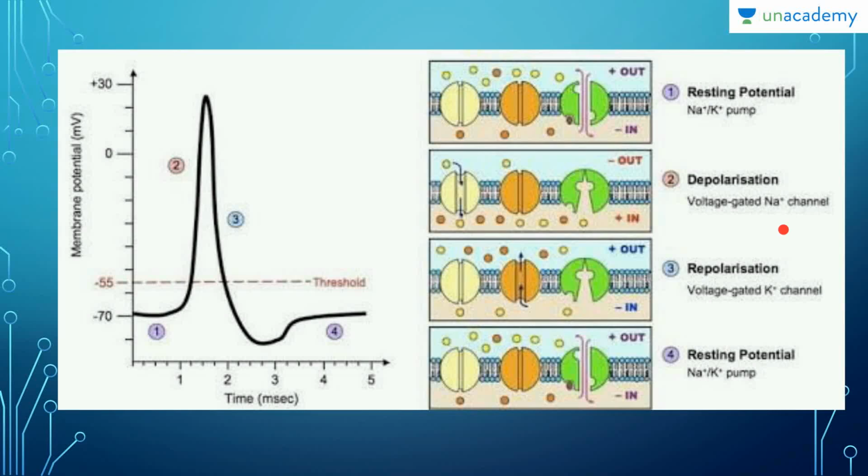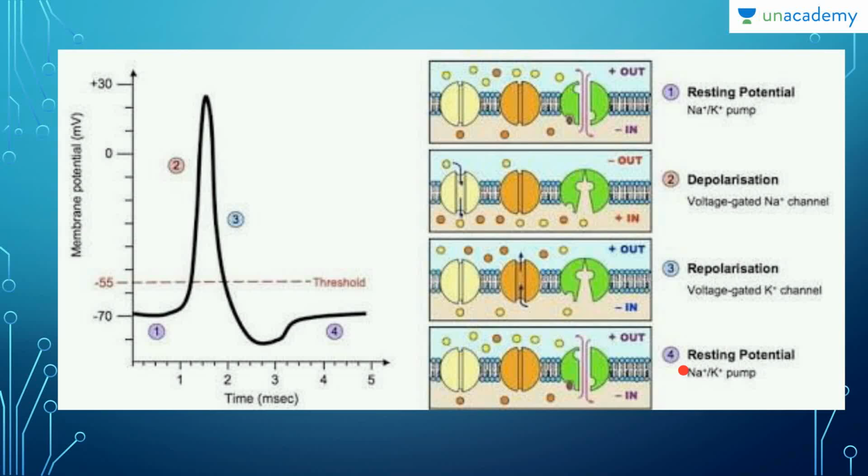Then we have depolarization, in which the voltage gated Na plus channels open, and sodium flows inside, and it gives the inside of the membrane a little bit of a positive charge. Then repolarization begins, in which the voltage gated K plus channels open, and as such K plus goes outside, and because they are on the wrong sides of the membrane, this stage is known as repolarization. It is different from resting potential because in such a case the K plus is outside and Na plus is inside, which is not the case in resting potential, because in resting potential Na plus is outside and K plus is inside.